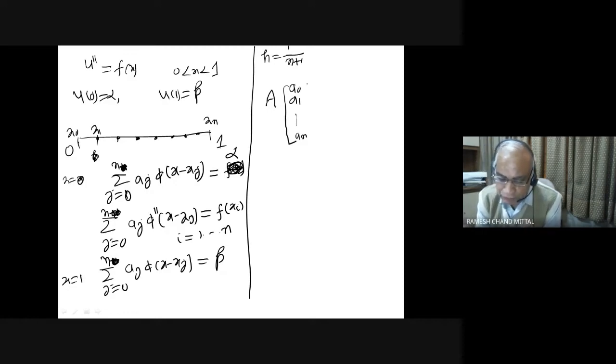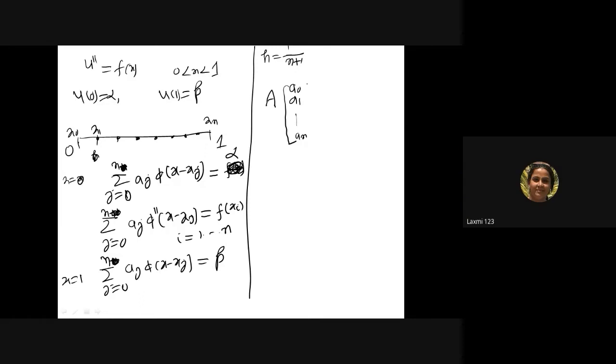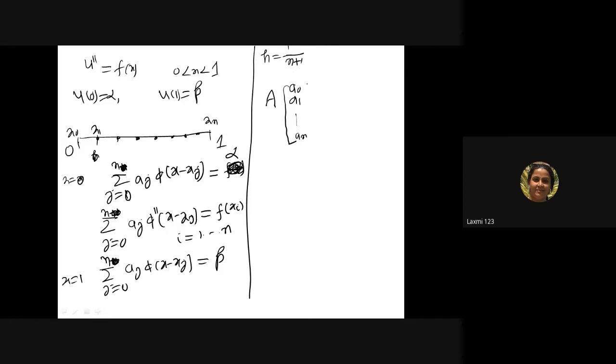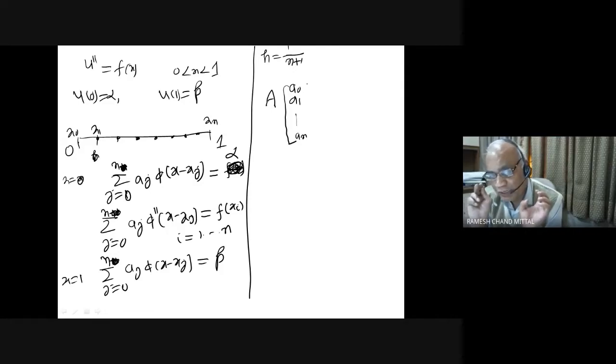My total points are n plus 1: x0, x1, xn. When I take approximation, I have to take approximation for all the nodes. So my x0 is a node, x1 is a node, x2 is a node, xn minus 1 is a node, xn is a node.